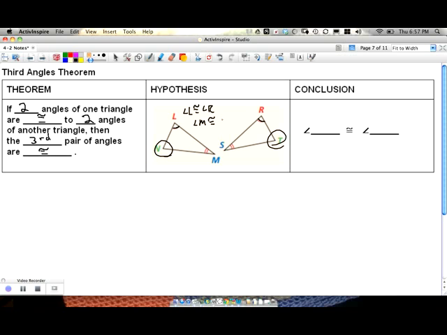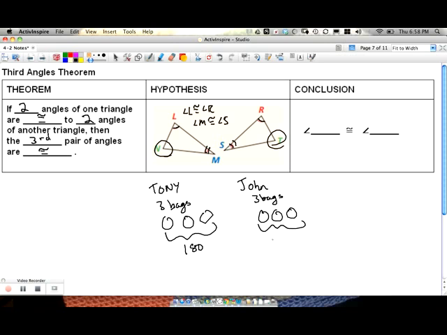Why? Well, let's think about this. Let's say we have Tony and he's got 3 bags. And then we have John and he's got 3 bags. And in these 3 bags, we know that all together that it's $180. And in his 3 bags, we know that all together they're $180. And let's say that this blue bag that I'm about to draw blue from Tony is the same as this blue bag from John. And then this red bag from Tony is the same as this red bag from John.